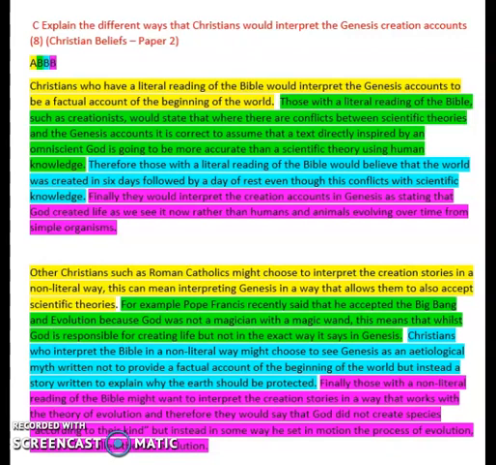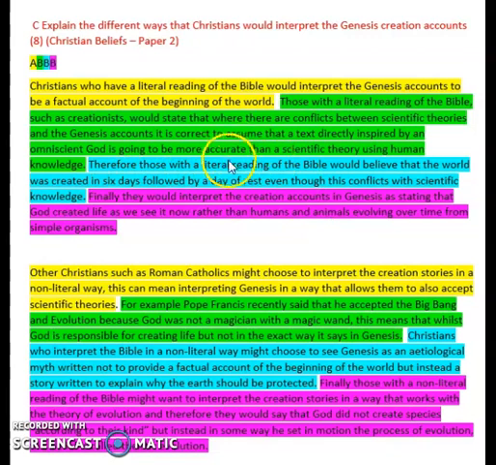So I'm explaining why they have that literal reading. Okay, because they would say, well, if it's a choice between believing an omniscient, omnipotent God and a human scientific theory, we're going to go with the former. Then I have got my second point.